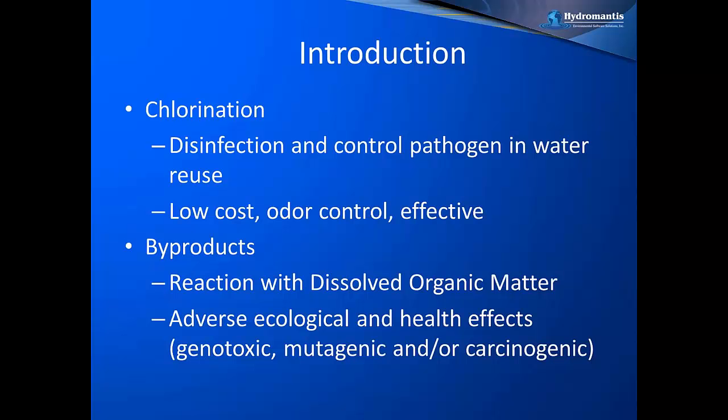On the other side, there are some drawbacks. For example, it can lead to byproducts formation, especially when there is dissolved organic matter in the water. It can lead to production of trihalomethanes, which are actually genotoxic, or which can have mutagenic or carcinogenic effects, and can cause adverse ecological and health effects. So that's why it is necessary to control the production of the byproducts that are formed during the chlorination process.